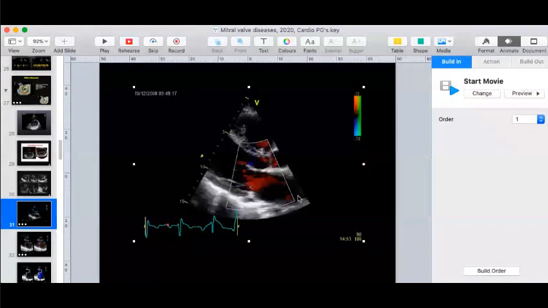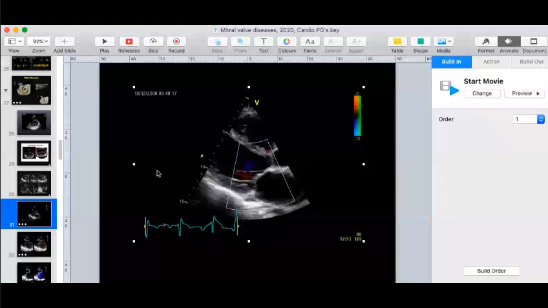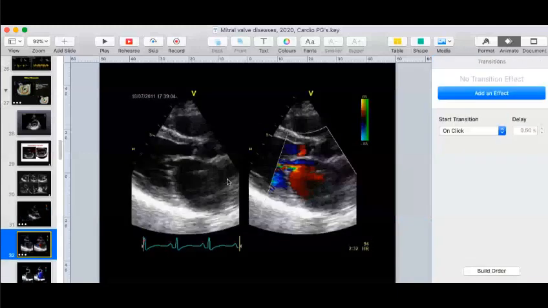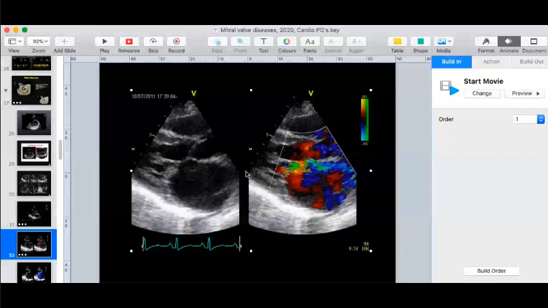Of course, you have to correlate with the LV size. Or sometimes even isolated left atrial enlargement can cause this. So centrally directed jets, generally the cause is annular dilatation. Okay. Now, what is the cause for this? This is not central. This is an eccentric jet.